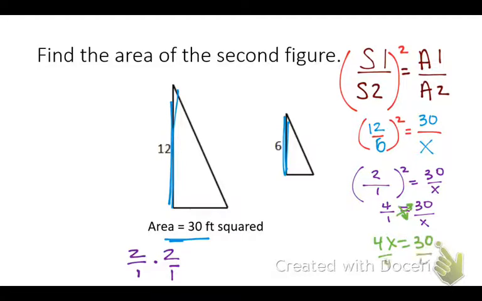Divide by 4. You could have two separate answers. You could reduce. What's 30 over 4 reduced to? 15 over 2. Or you could make it a decimal, which is 7.5. And you'd say it's feet. So feet squared or squared feet, same thing.